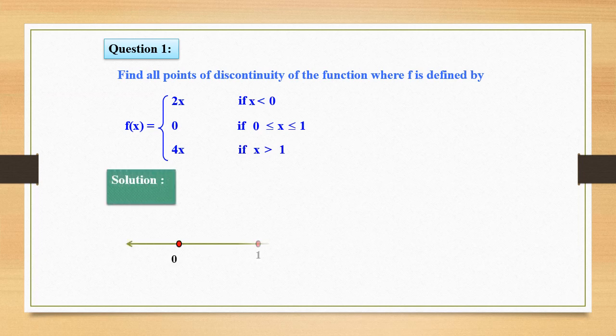So in this particular example, there are 2 points where we need to discuss the continuity of the above function, that is 0 and 1. So to the left of 0, the value of the function is 2x. In between 0 and 1, the value of the function is 0. And when it is greater than 1, the value of the function is 4x.